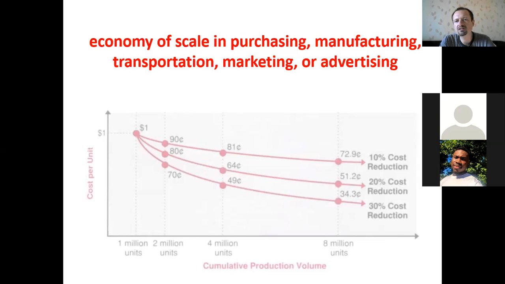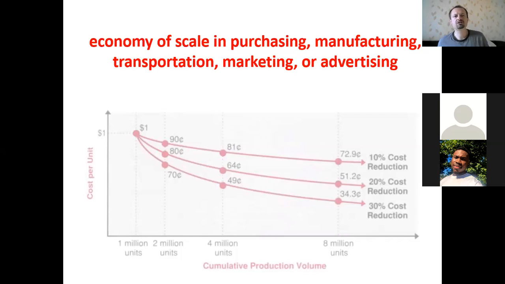Here we can see only a 10% reduction if we are producing not 1 million units but 8 million units. In other industries, this cost reduction could be even 30%. It is the bottom curve. But generally, in any industry, you can find this effect, economy of scale. And Boston Consulting Group put this effect in the heart of this matrix.